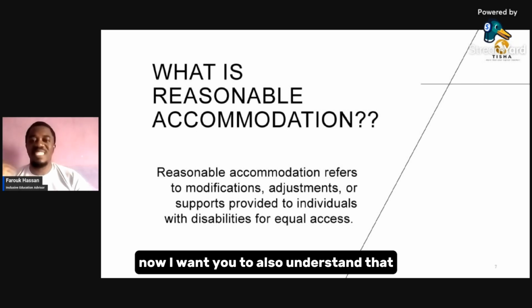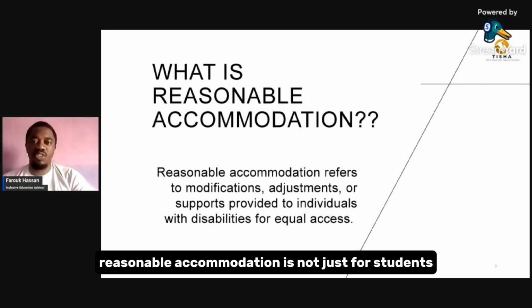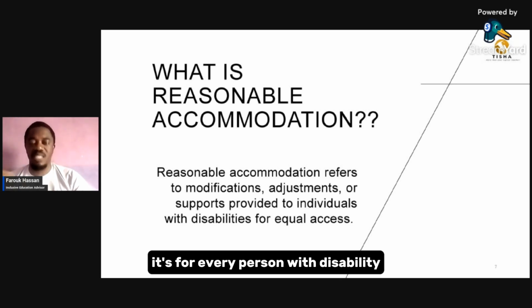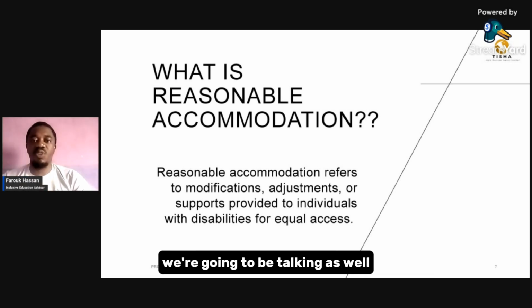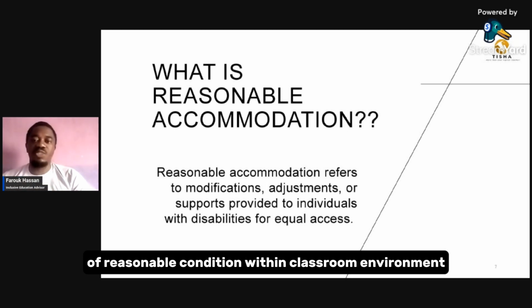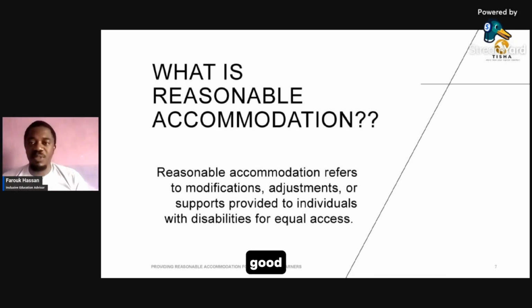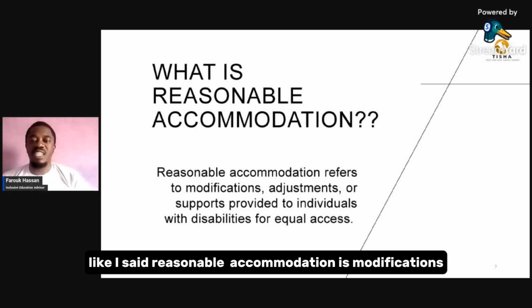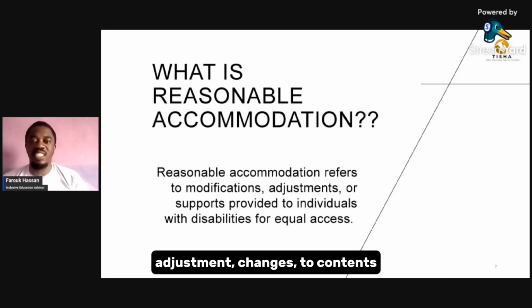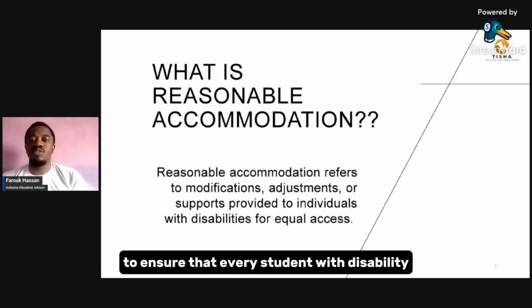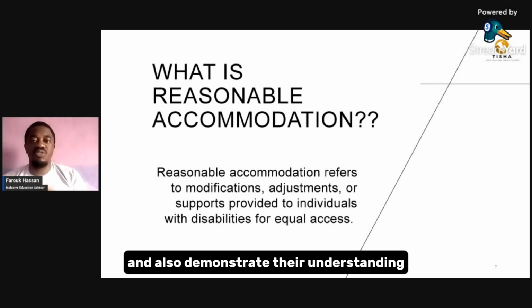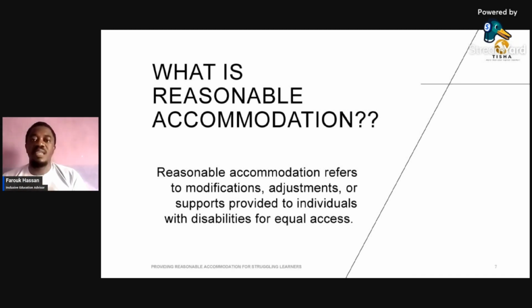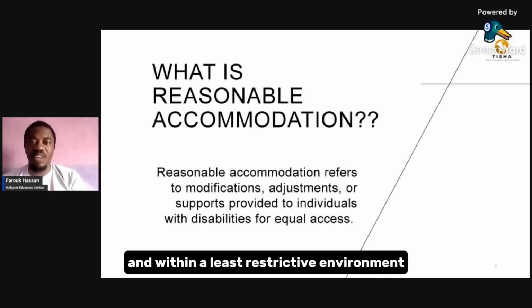Now, I want you to also understand that reasonable accommodation is not just for students, it's for every person with disability. However, since we're going to be talking about the context of education, we're going to be talking as well of reasonable accommodation within classroom environment. Good. Like I said, reasonable accommodation is modifications, adjustment, changes to contents, to instruction, to delivery to ensure that every student with disability or every struggling learner get access to education, quality education, and also demonstrate their understanding without barrier and within a least restrictive environment.